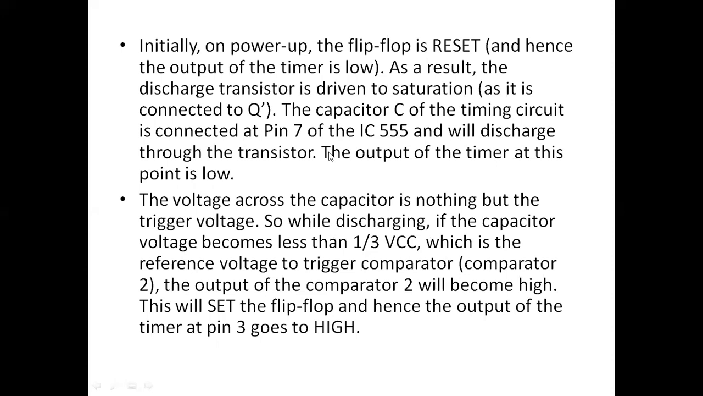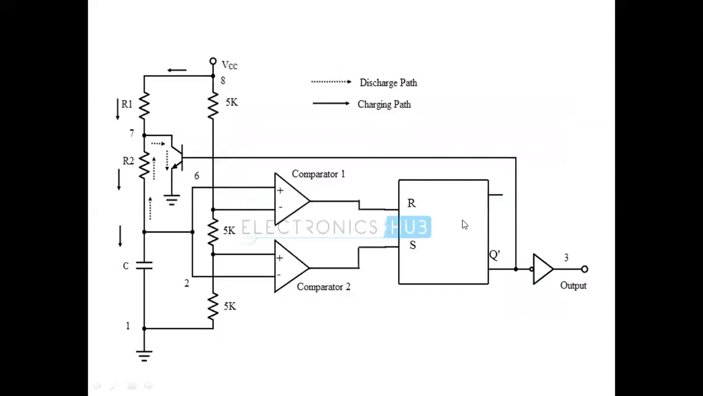So initially we are taking the output in reset mode, so the output of the flip-flop Q is 0 and Q bar is 1, output is 0. Q bar 1 means the transistor is on, and the transistor on means the capacitor discharges by using the resistance R2 to the ground potential. Whenever the capacitor discharges, if the voltage reaches less than 1/3 VCC, then comparison takes place at comparator 2.